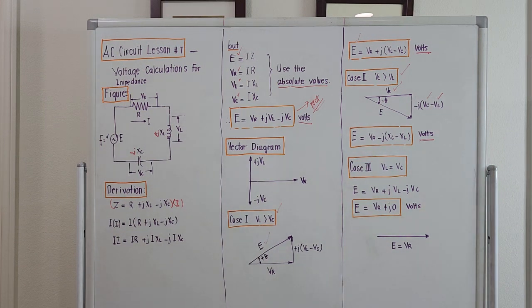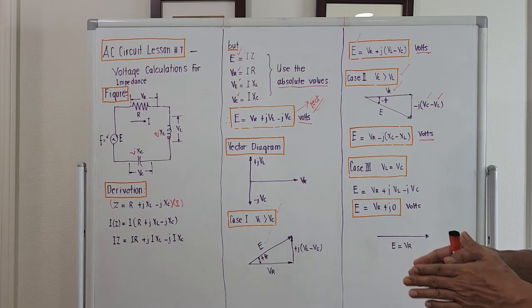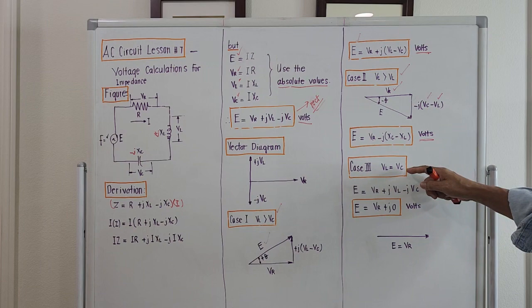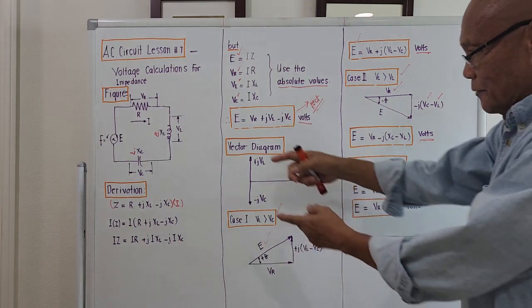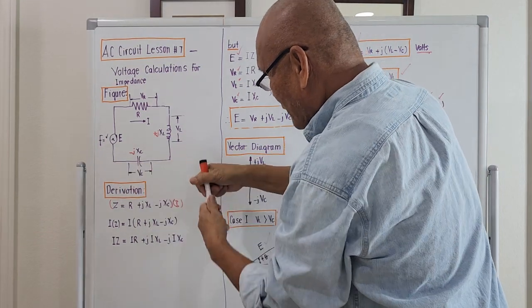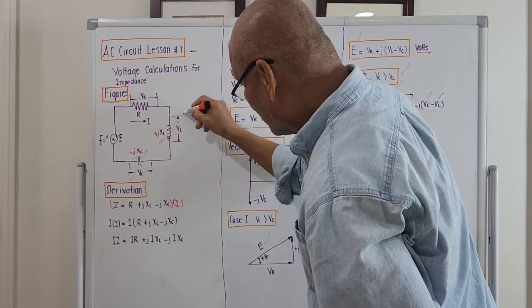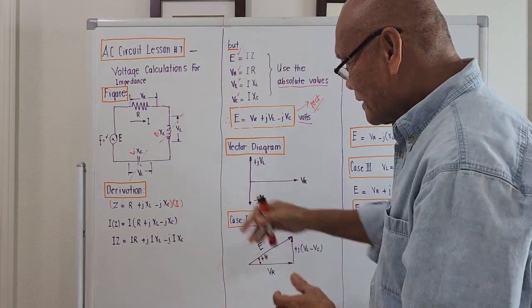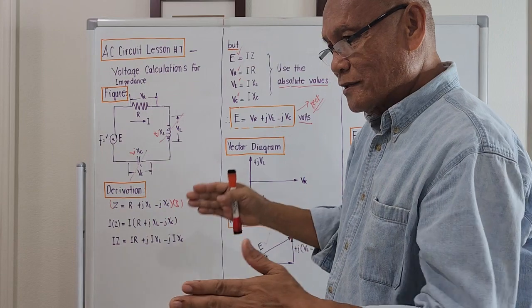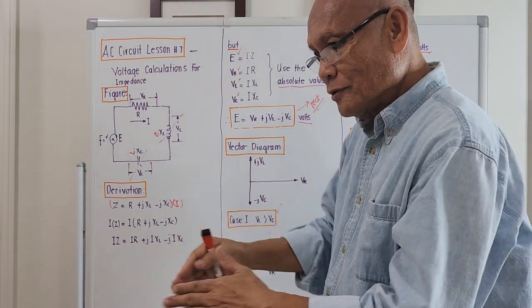For case number 3, this is when the power factor of the system will be unity. That is when the voltage across the inductor is equal to the voltage across the capacitor. If the voltage across the inductor and the voltage across the capacitor are the same, they will cancel out each other, right? So it seems our load is just a pure resistance. And that is what utility companies would like us to do.